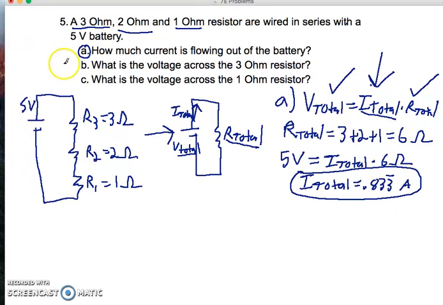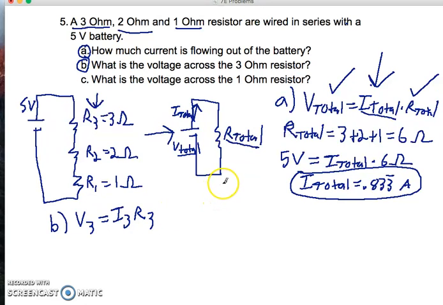B, what's the voltage across the 3 ohm resistor? We want the voltage across this resistor right here, R3. We can apply Ohm's law, but instead of applying it to the simplified circuit, we're going to apply it to one specific resistor, just R3. So again, it's Ohm's law. We just write the numbers to indicate what resistor we're looking at. So V3 is equal to I3 times R3.